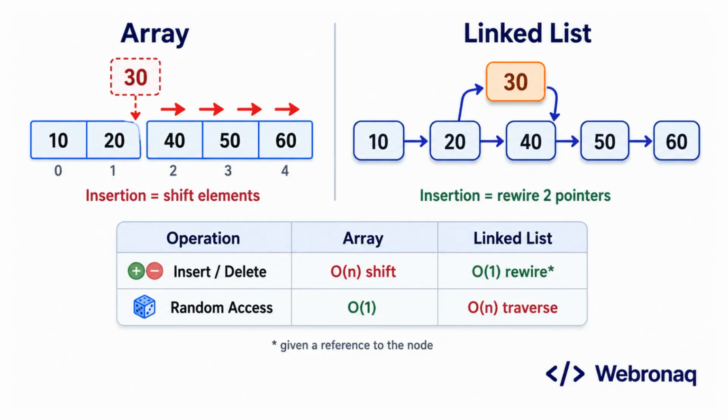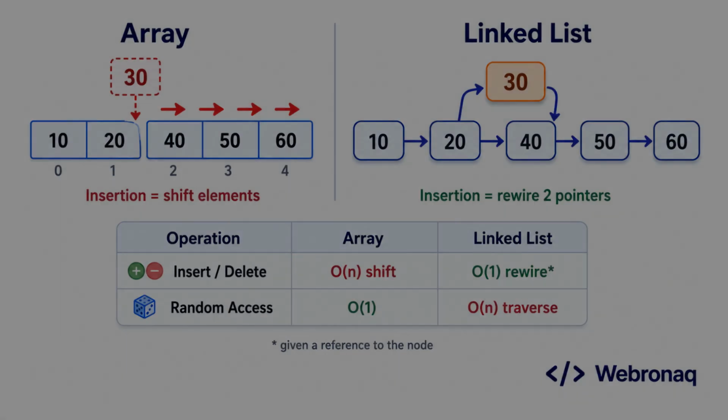Deletion works the same way. Skip a node, rewire the pointer around it. No shifting. But here's the trade-off. Arrays give you instant random access: index straight to any element in constant time. Linked lists can't do that. You always traverse from the head. Next, let's pull all of this together into one clear mental model.